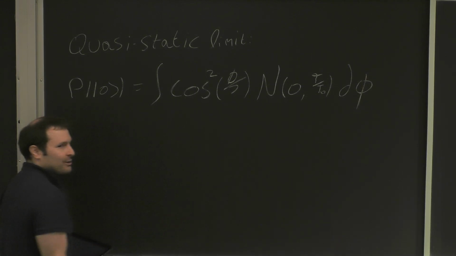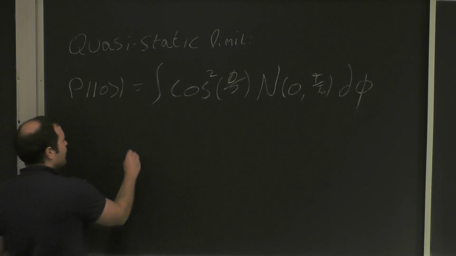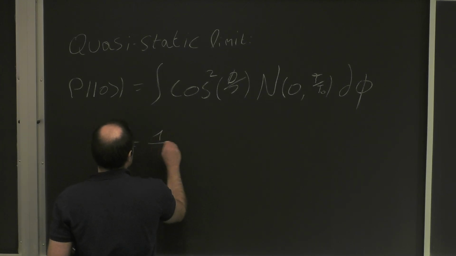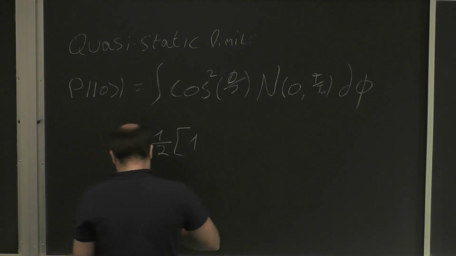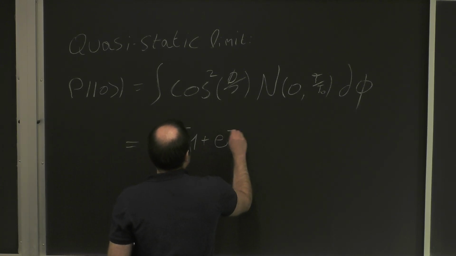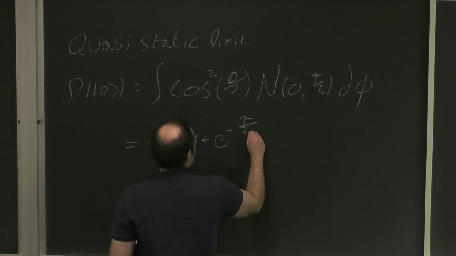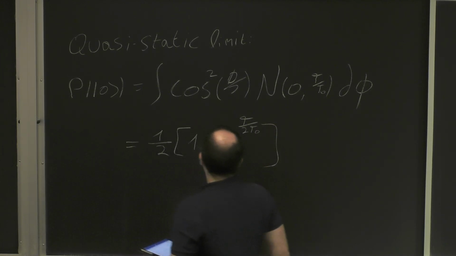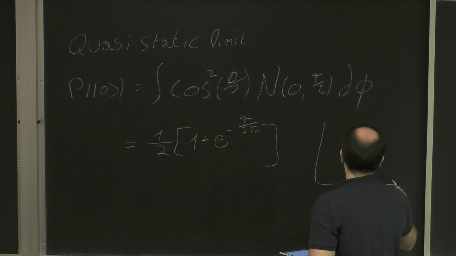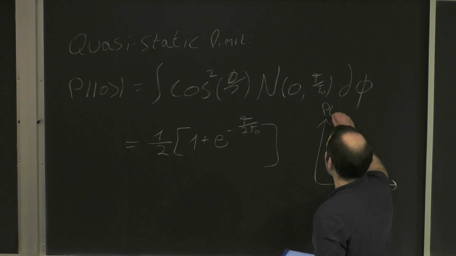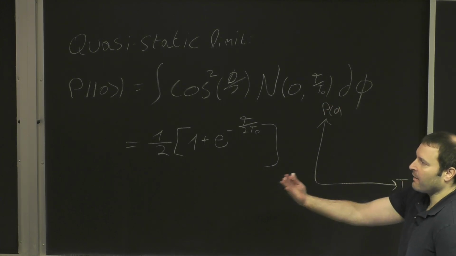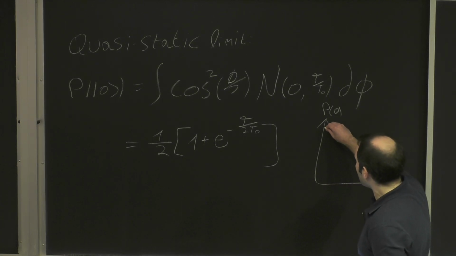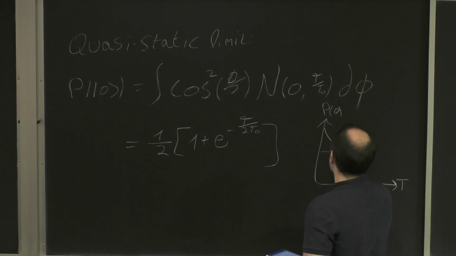And I'm not going to do it. Convince yourself it's a very easy Gaussian integral, that this thing is just half times 1 plus e to the minus t over twice T phi. So we're just going to see an exponential decay of the probability to find 0 as a function of time. This is the idling time. How much time do we wait? We'll just see an exponential decay with a typical time of T phi.